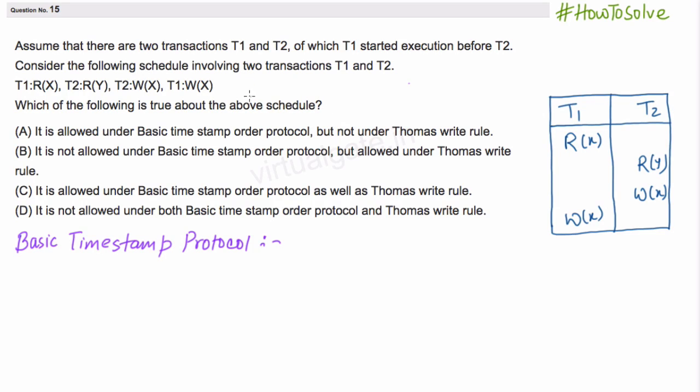In this question, we have to find out, for a given schedule, under which timestamp protocol it is allowed. We have two kinds of timestamp protocol. One is basic, and another one is a bit of an enhancement over the basic timestamp protocol, which is called Thomas Write Rule.